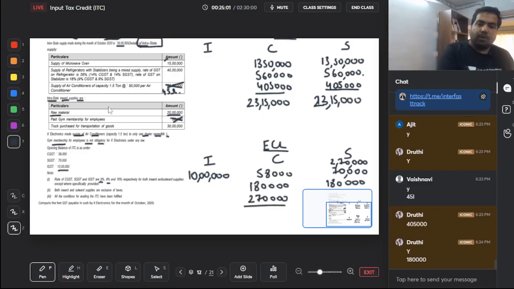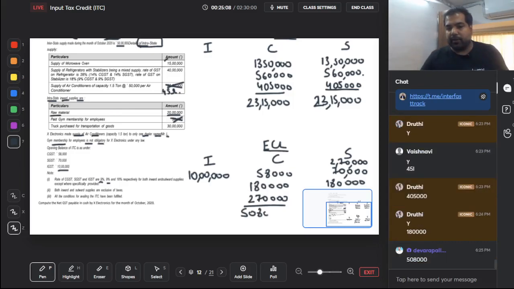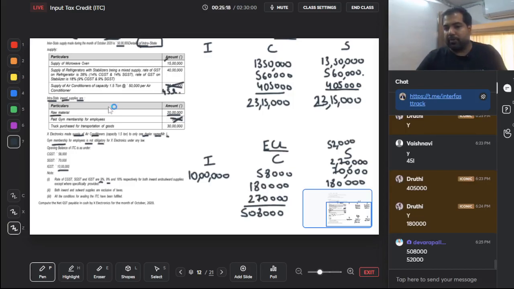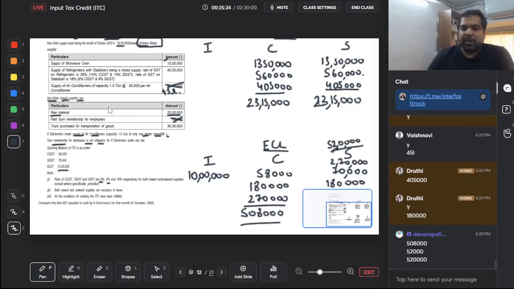Totaling this up, 58 plus 1 lakh 80 plus 2 lakh 70 will give you 5 lakh 8 here. And 2 lakh 70 plus 70 plus 1 lakh 80 will give you 5 lakh 20 here. I don't have space, so I'm just going to write it here, 5 lakh 20. Let's now pay our bills, guys. IGST first exhaust, there's nothing here, so this bill is paid off.